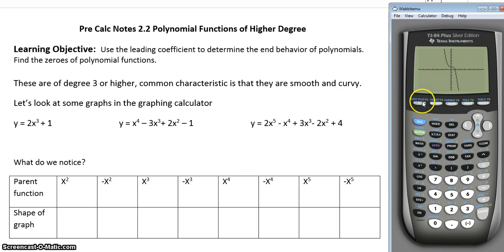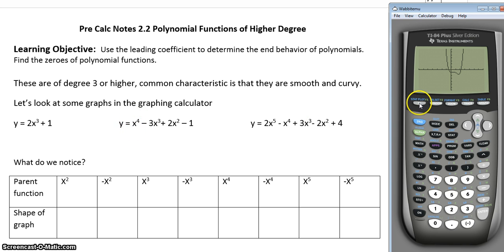Next thing I want to do is take a look at a degree 4 polynomial. So if I put that in the graphing calculator and we graph it, we're going to get a graph that looks like this. And you can compare this to the shape of a W. Both of the ends of the graph are rising. They're both going towards positive infinity because my leading coefficient is positive here.